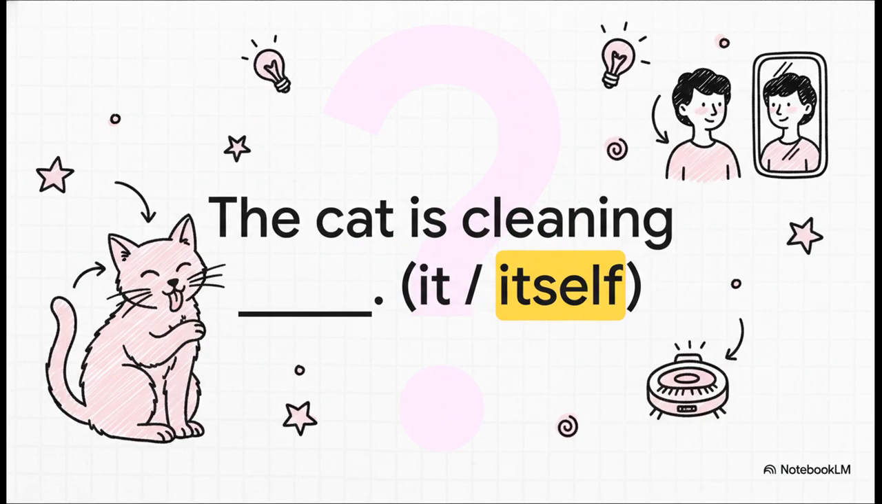Next up, the cat is cleaning blank. Is it cleaning it or itself? It's got to be itself. The cat is doing the action and the cat is receiving the action. And yep, this proves the rule works for animals and things, not just for people.